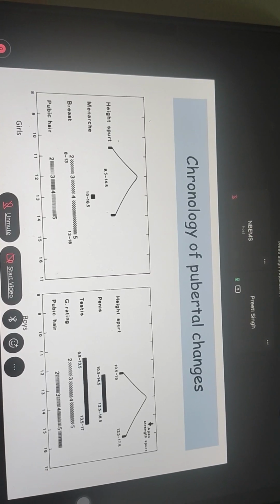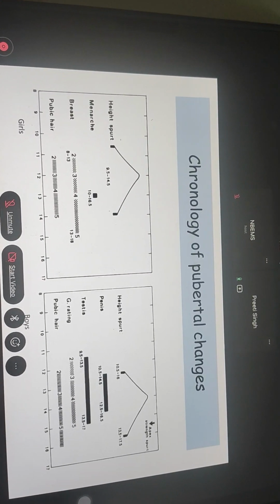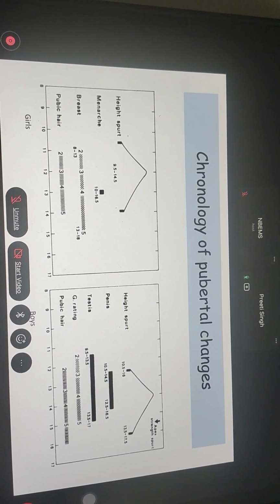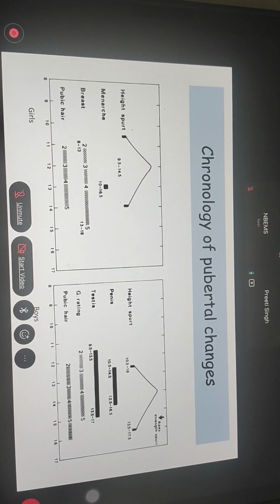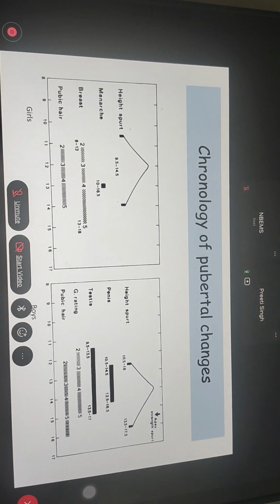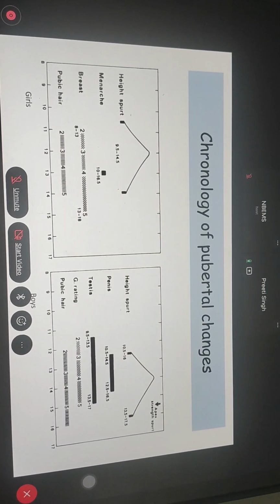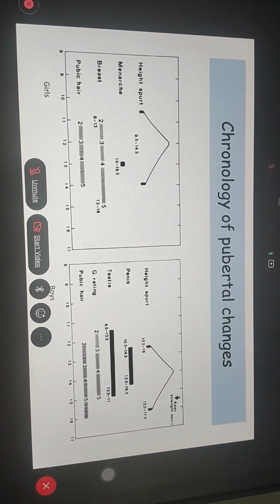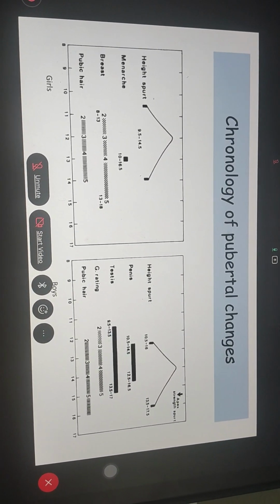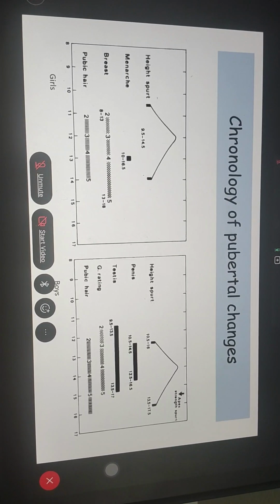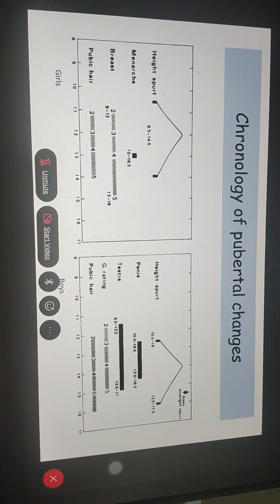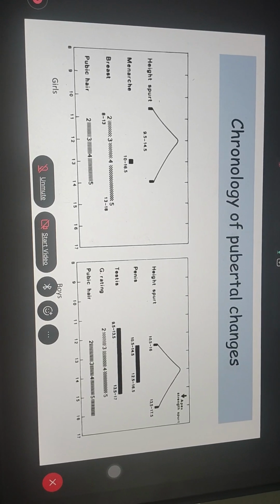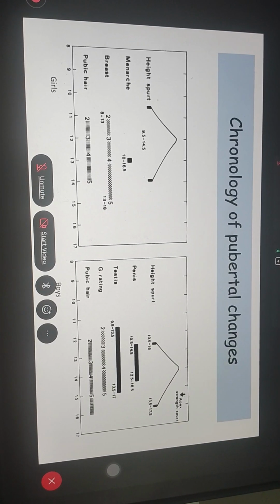But what is important to understand is that as compared to girls, the height spurt in boys usually happens somewhere around, when we are talking in terms of G stages, G3 to G4, while in girls it happens somewhere between B2 and B3. Okay, so it is early in girls as compared to boys. In boys, puberty is happening somewhere around the mid stage. Okay, so this is actually at the stage of G3 and G4.